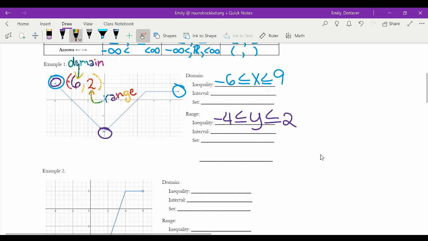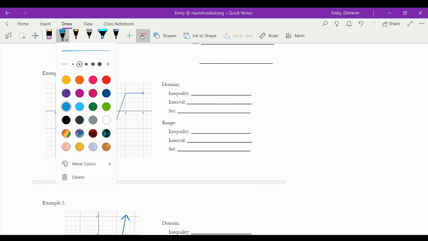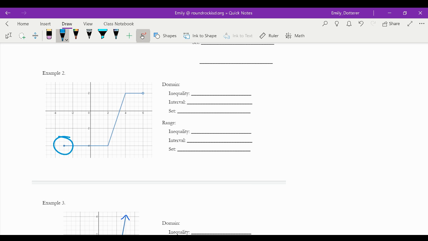Let's do another one. For the domain, all the way on the left, we've got a closed circle. And then on the right, we have an open one. The x value for that point is -3, less than or equal to, because we have that closed circle. This time we have an open circle on the right, so it's going to be a less than symbol instead of less than or equal to, because we're never actually going to get to that point.